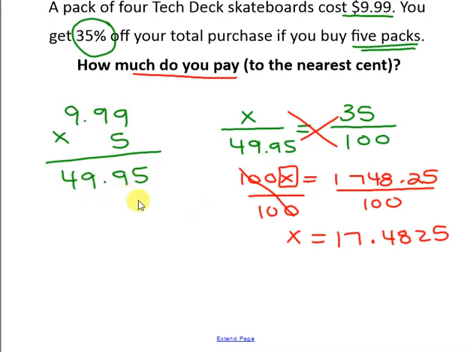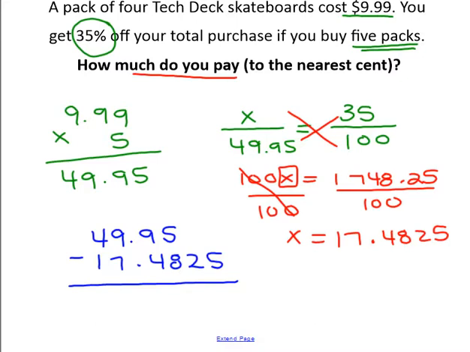So I need to take the original price, which is $49.95, and subtract 17.4825. When I do that in my calculator, I get 32.4675. Now, money does not go 4 spots after the decimal. Money goes 2 spots after the decimal. So this 7 is going to tell this 6 to go up, and I cross out the rest. So the total that I'm going to pay is $32.47.